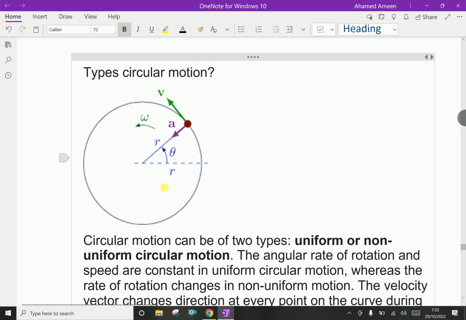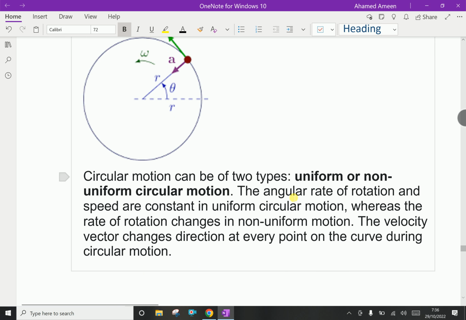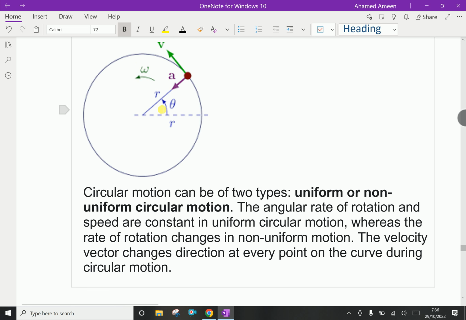Types of circular motion. Here, look at this figure. This is the center, this is the radius r, and around the circle the ball or some weight is rotating. Circular motion can be of two types: uniform or non-uniform circular motion. The angular rate of rotation and speed are constant in uniform circular motion. Here, with each passing time, this angle theta is continuously increasing. That means each second, the change in theta is a constant.